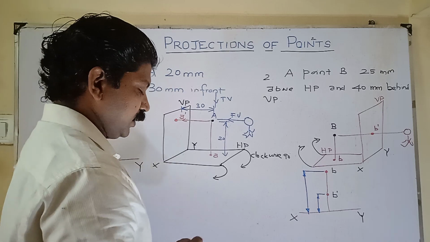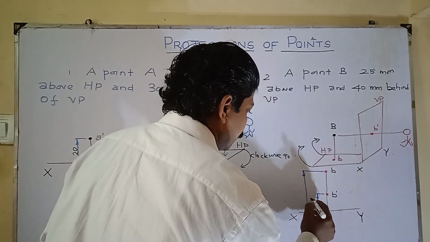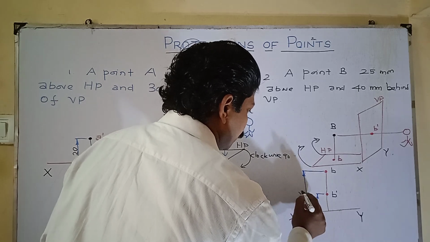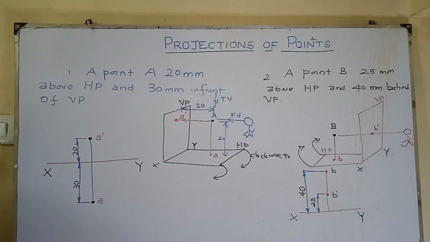Draw the dimension line using 2H pencil only. Okay, 25 above and 40 behind. This one 25, this one 40. Right? Next we will move to the third quadrant.